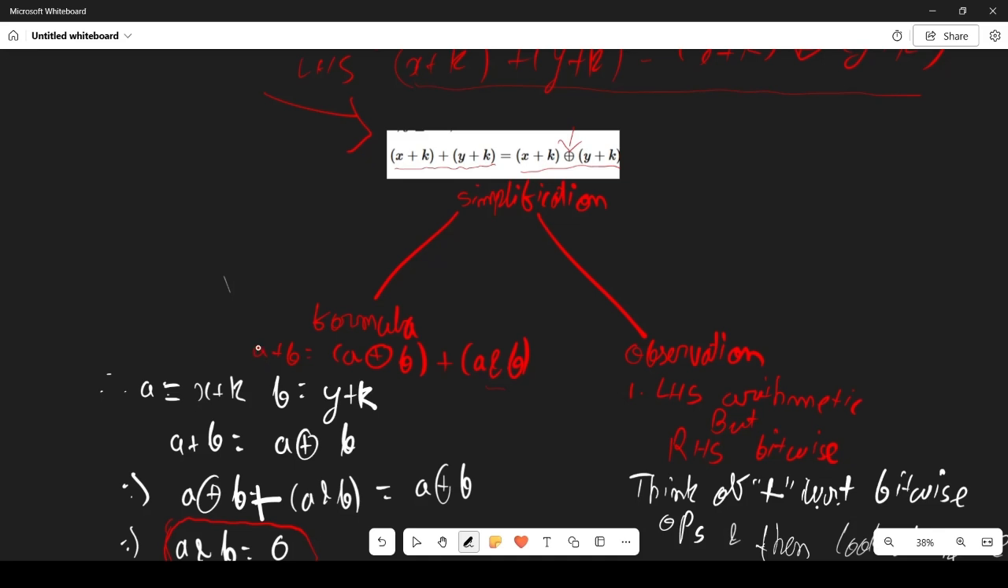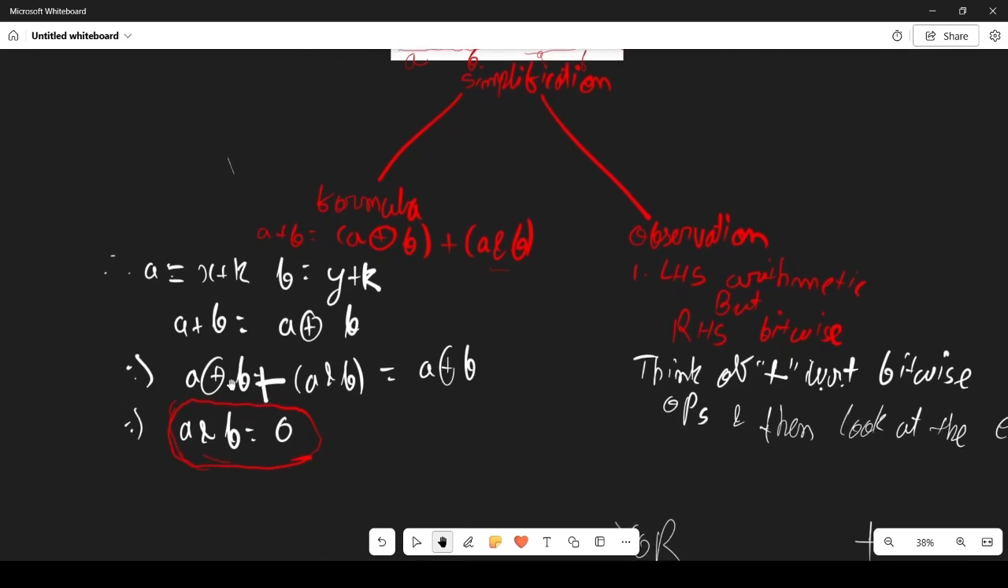Okay, I will repeat again. If you have two integers and you are carrying out addition of them, then you can represent it as a XOR b, whatever integer you will get here, plus a AND b. Okay, so if we notice here, we can say this is a, right, and this is b. So a is x plus k, b is y plus k, and as I said, we can write a plus b as a XOR b plus a AND b. That would be equal to, here we have a XOR b, a XOR b, and hence the final equation will simplify. This a XOR b would get cancelled, and we will be left with a AND b is equal to 0.